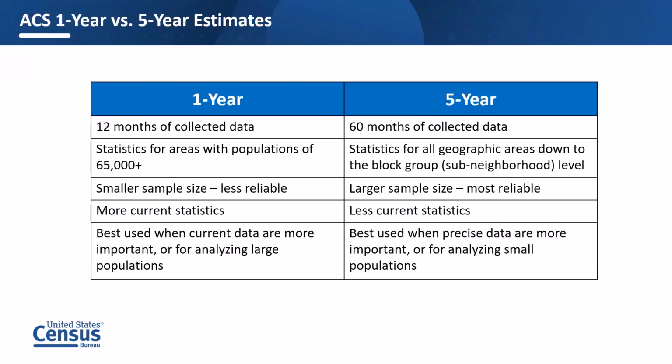So the 1-year is best used when current data are more important or for analyzing large populations. The 5-year are best used when precise data are more important or for analyzing small populations. And so a lot of times you don't have a choice. If you're looking at census tracts, for example, or smaller counties, then you pretty much have to use the 5-year.